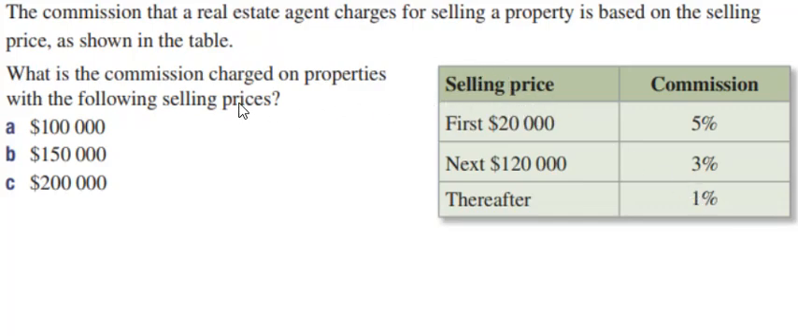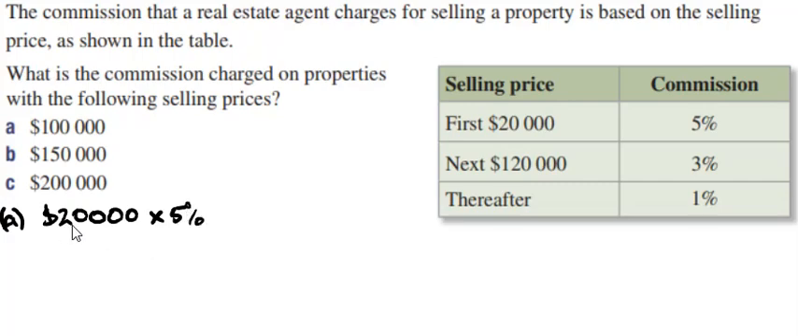So what does that mean? Well, it basically means we need to split these amounts up so that we find the first $20,000 of $100,000, which is the first value of a house. We need to find 5% of that, and then anything left over from that, if it's under $120,000, it's going to be 3%. So we're going to set it up like this. So this is A. So first $20,000, we're going to find 5% of.